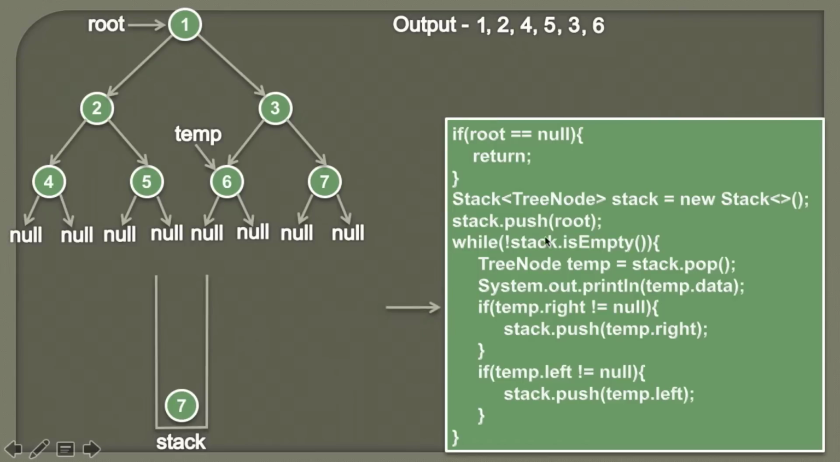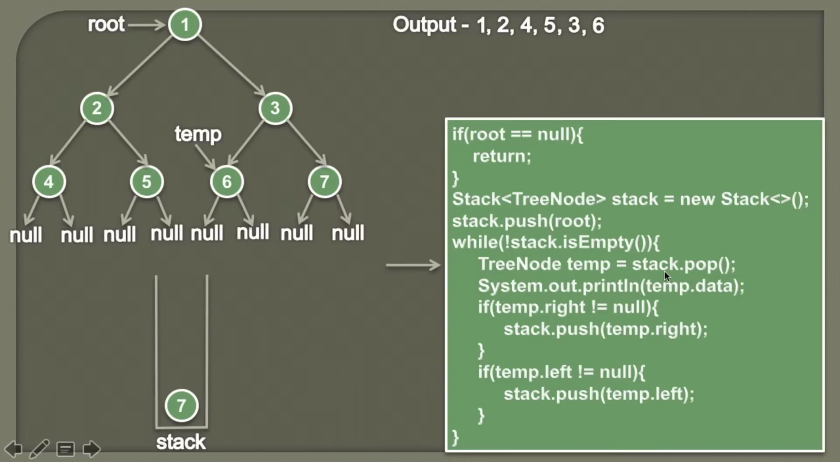And then we'll check whether temp right is equal to null or not. Currently temp right is pointing to null, therefore the condition in the if block comes out to be false. And then we'll check whether temp left is equal to null or not. Temp left is equal to null, therefore the condition in the if block comes out to be false. And then in the while loop we'll again check whether the stack is empty or not. Currently the stack is not empty because there is one node.